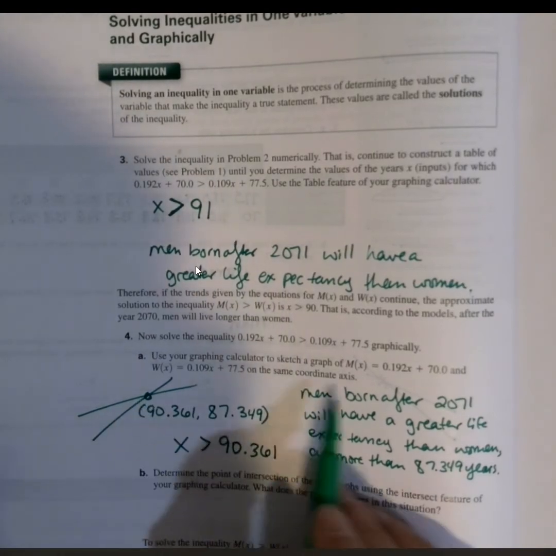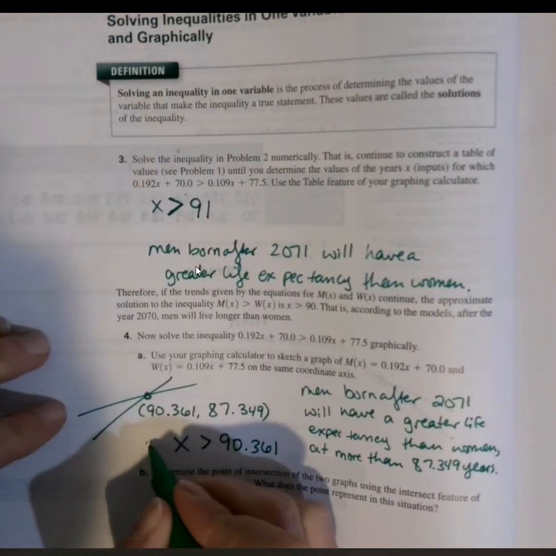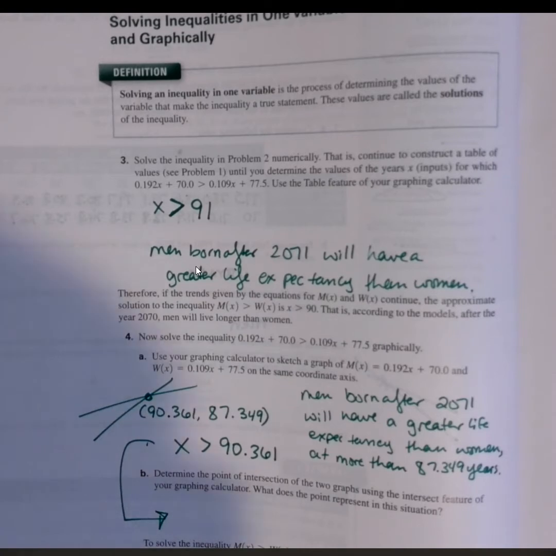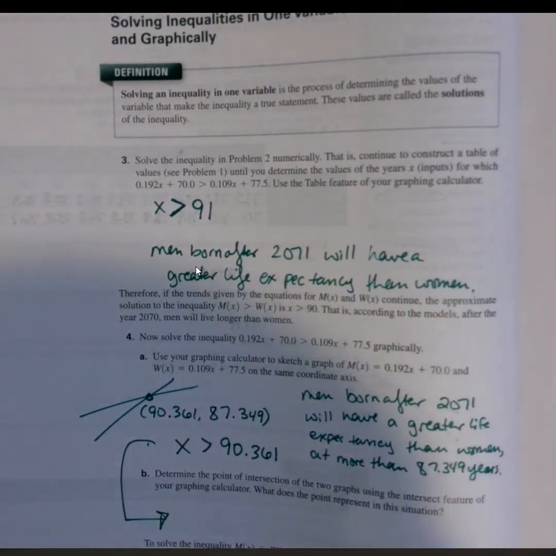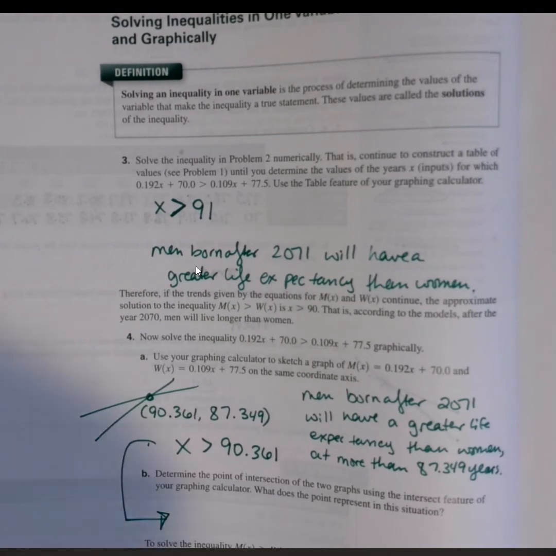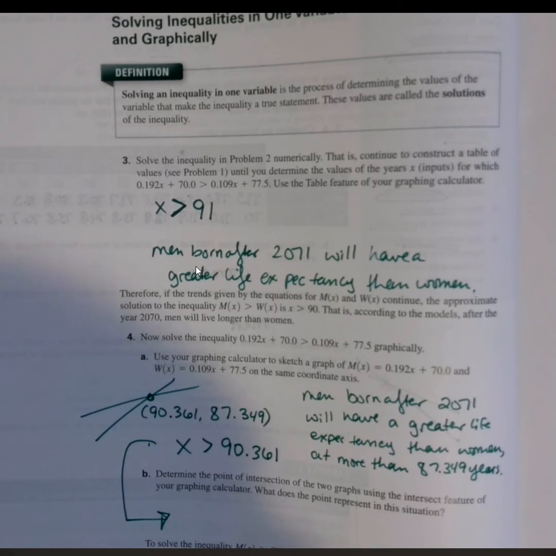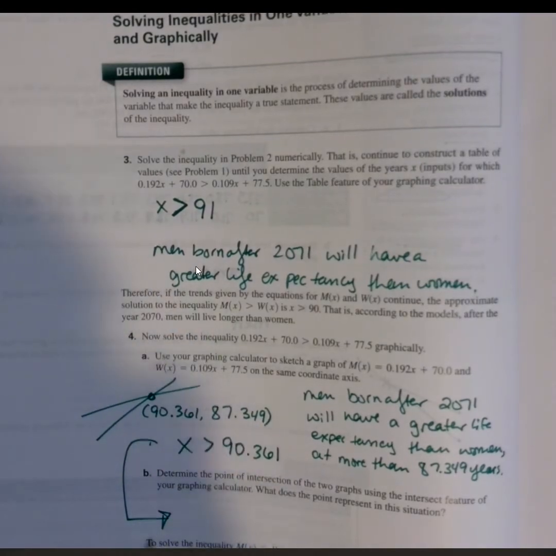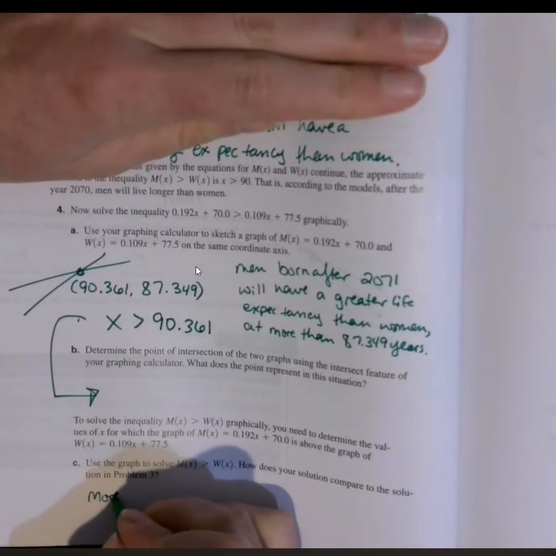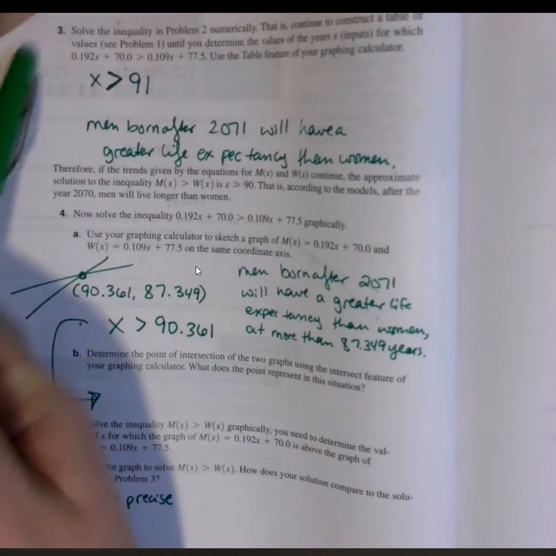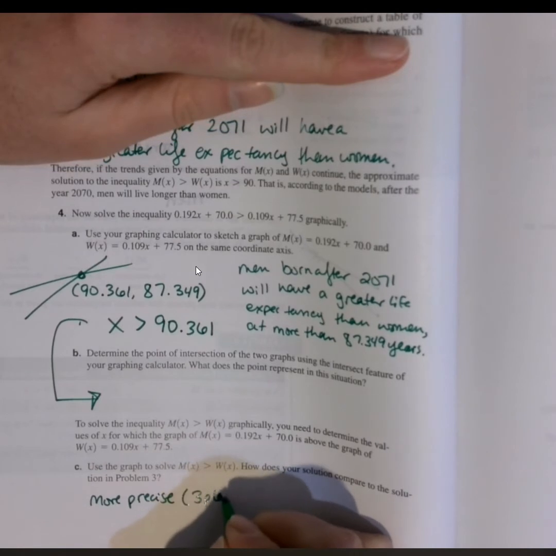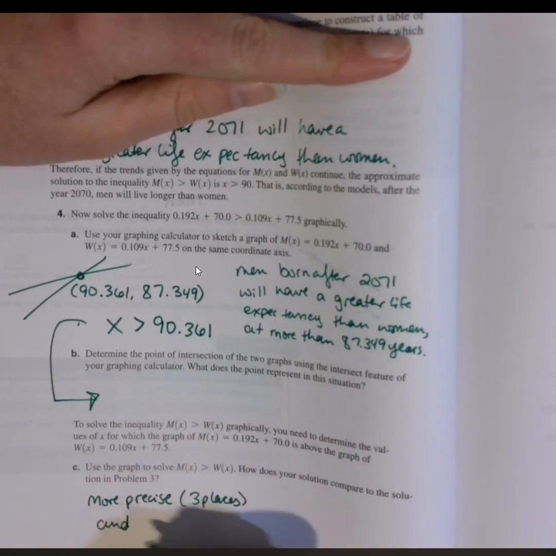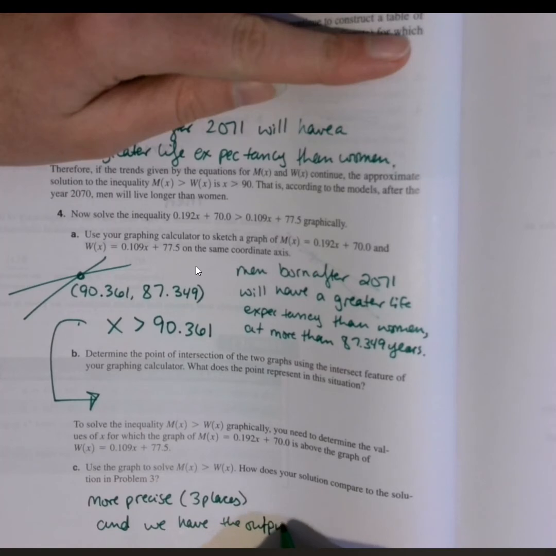Part A, graph. Part B, determine the intersection point, and what does it mean? We did all that, so I guess we're supposed to just graph it for part A, but we did all that already. Part C, solve the inequality graphically. Did that. Oh, how does it compare? Got it. How does it compare to the solution from problem 3? So it's more precise than our 91, right? It's more precise. We have 3 places. And we have the output.